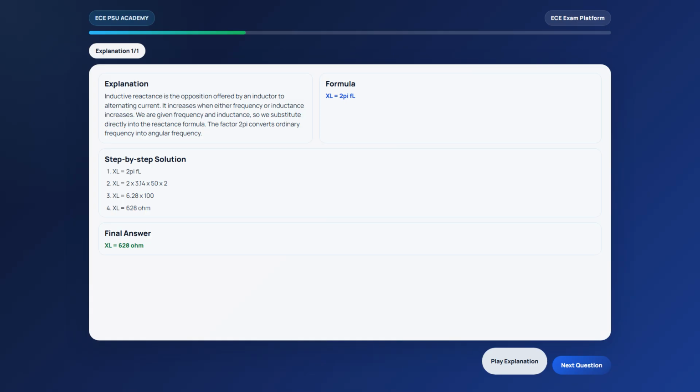Step 1. Write the inductive reactance formula. XL equals 2 times pi times frequency times inductance. Step 2. Substitute the values. f is 50 Hz, L is 2 henries, pi is approximately 3.14. So, 2 times 3.14 times 50 times 2.